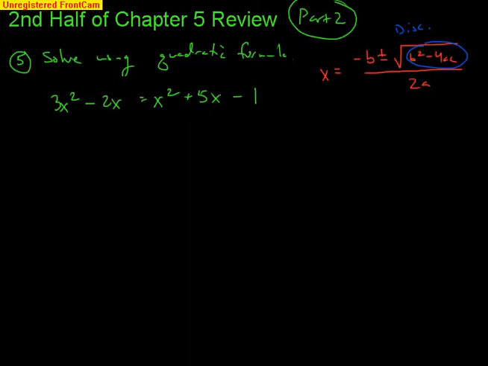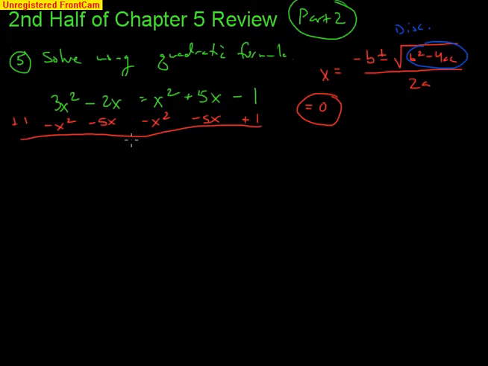Rewrite that. So we need to get 0 on one side. You cannot use the quadratic formula until this thing equals 0. Now, in order to keep x squared positive, I always suggest moving everything to the left, because that'll keep your x squared positive, and that's what you want to do. So move everything to the left. And when you do that, you're going to get 2x squared minus 7x plus 1 equals 0. All this stuff will go away.